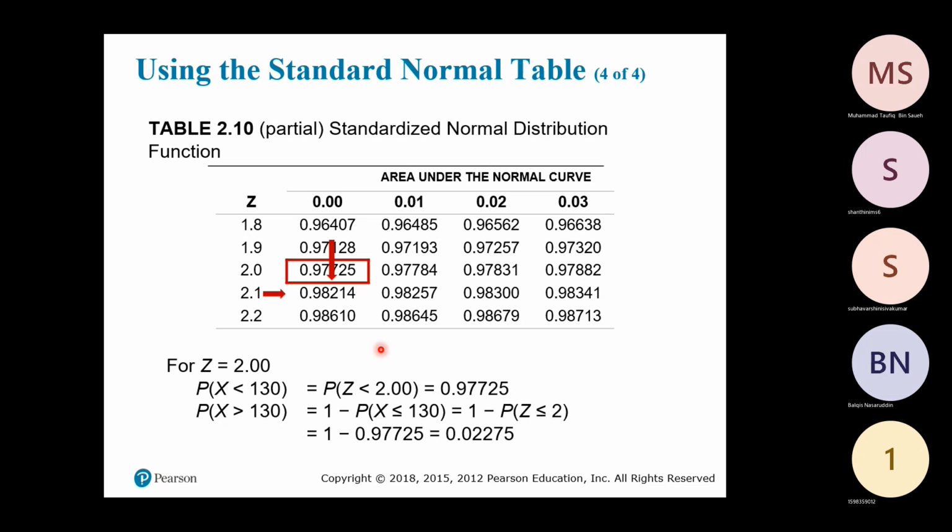So what is the possibility you can sell more than 130 kilogram of rice per day? To do that, you just deduct the probability you calculated in the first place from 1. So 1 minus 0.97725, you will get 0.02275. It means that only 2% you can sell more than 130 kilogram of rice per day. Only 2% chances. So the chances to sell more than 130 kilogram is very, very low.